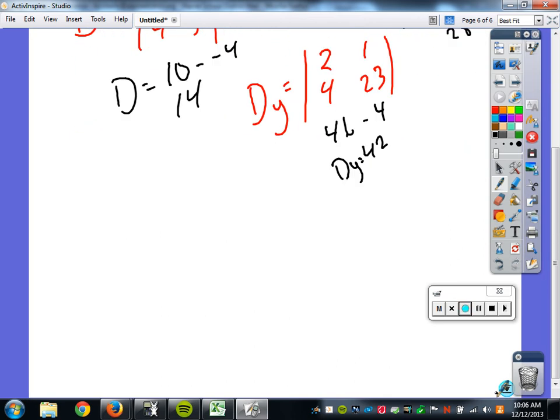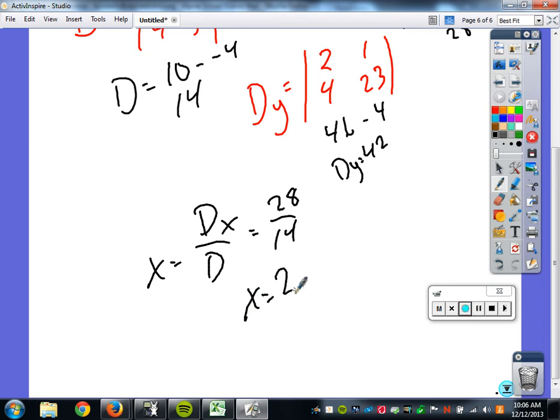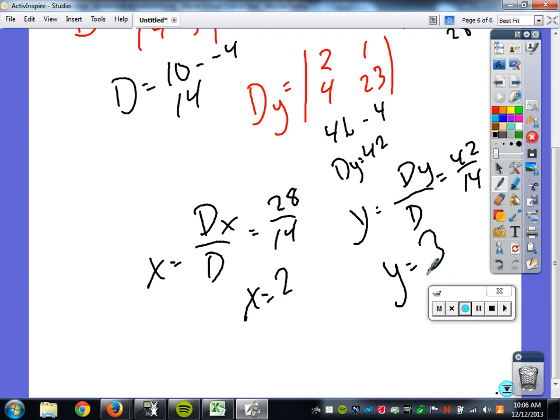is x equals dx over d. And what was our dx? 28 over d, which is 14. And what's 28 over 14? Isn't that what I told you it was going to be? Okay? And then dy, what do you guys think y is? dy over d, which is 42 over 14, which is 3.